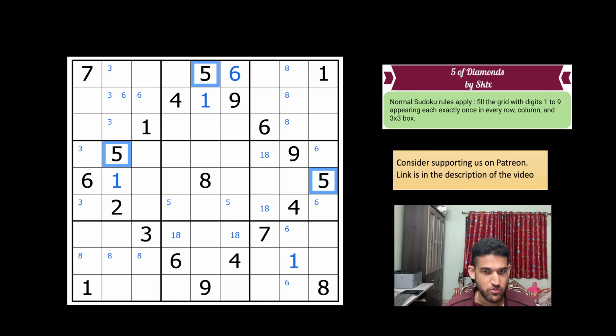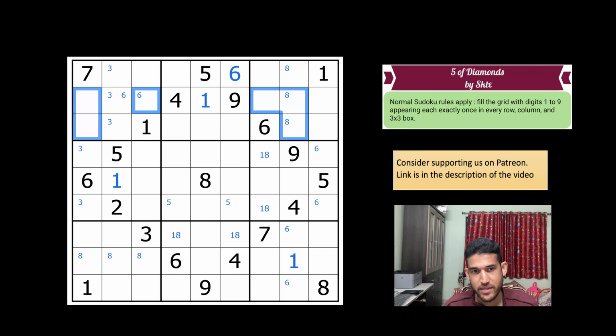Let us continue. 5s also don't give too much info, right? 5 can go here, 5 can go here. Not much. So let's slowly shift our attention to making center candidates. So far we have been doing corner marking and finding pairs as well, but now it's time to shift to center candidate marking. Let's start that.